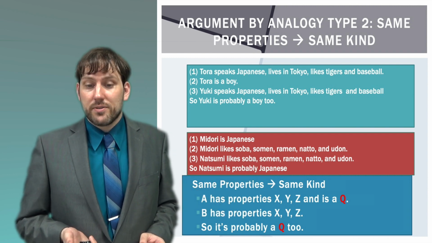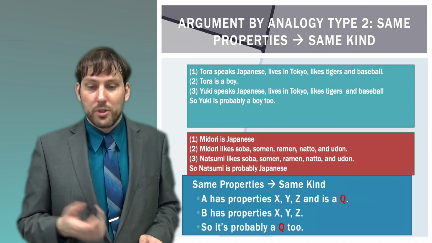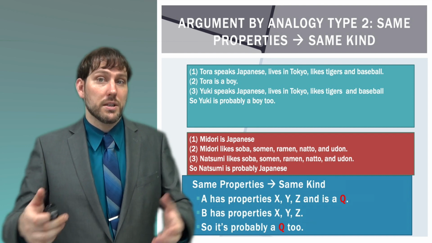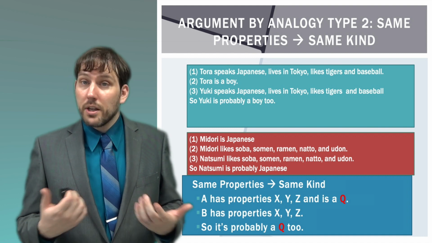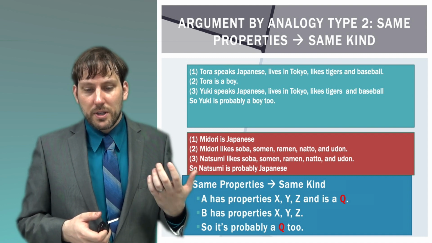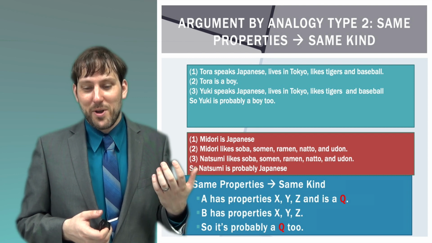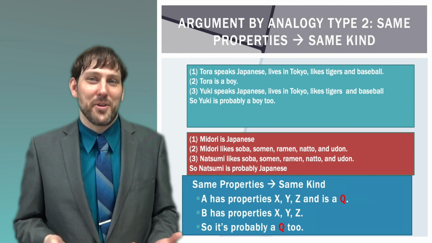So we can go from property to kind as well. So Tora speaks Japanese. He lives in Tokyo. He likes tigers and baseball. Tora is a boy. Yuki speaks Japanese, lives in Tokyo, likes tigers and baseball. So Yuki is probably a boy. So this is the structure of this type. Another example, Midori is Japanese. Midori likes soba, somen, ramen, natto, and udon. Natsumi likes soba, somen, ramen, natto, and udon. So Natsumi is probably Japanese. So this is the style that we have here.